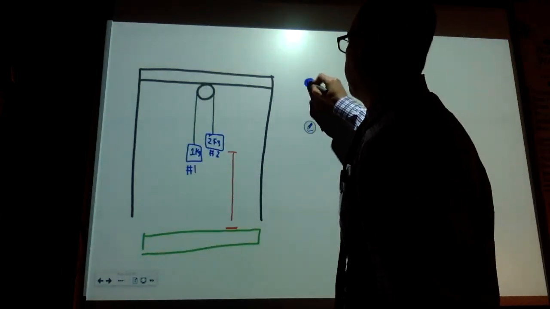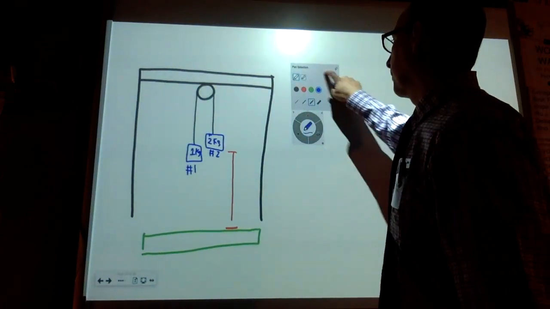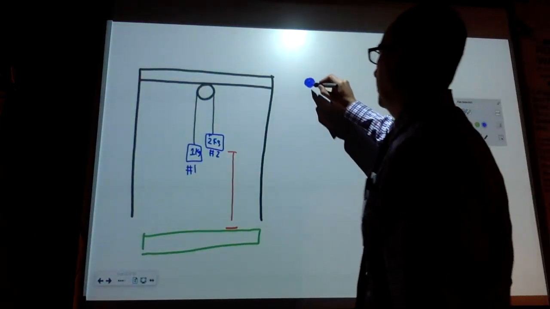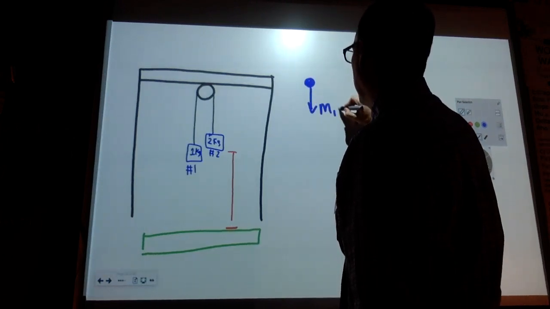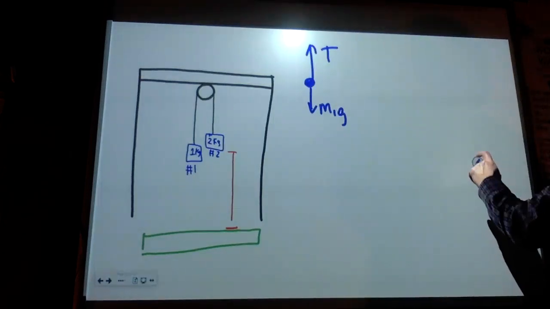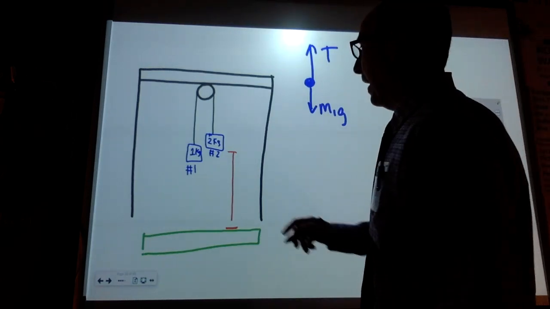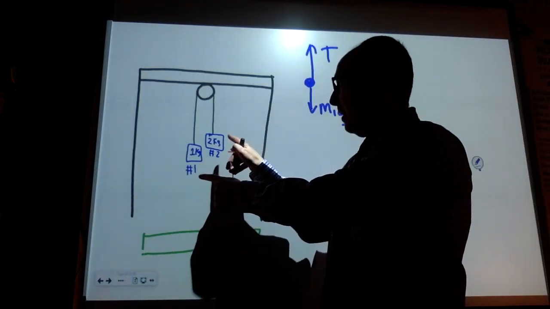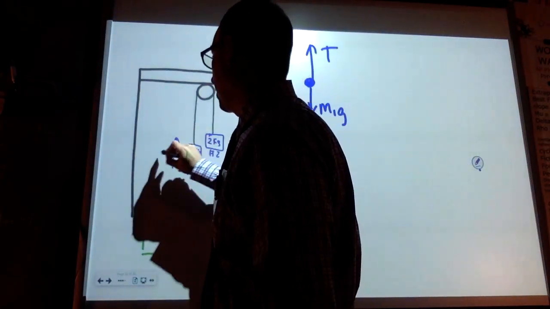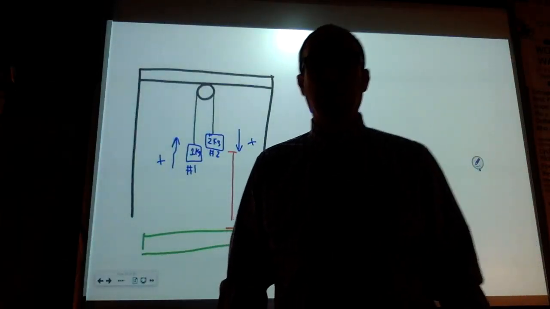So for each one of them, we want to do a free body diagram. For the 1 kilogram weight, I'm going to have M1G going down, and I'm going to have T going up, and I'm going to have that T be a little bit longer. And I know that because this is the heavier weight, that this one's going to go down, so that's going to be a positive direction, and this one's going to go up, and that's going to be a positive direction. And this will ensure that all of our answers are positive.